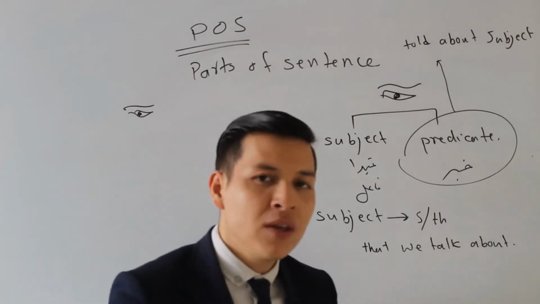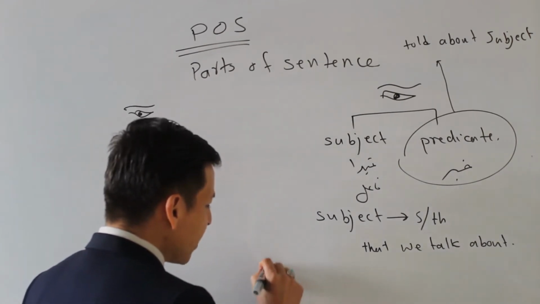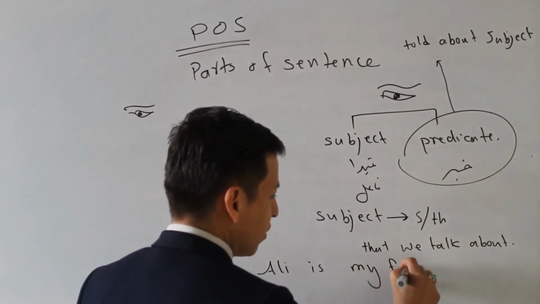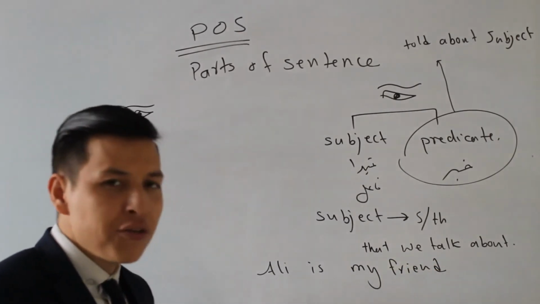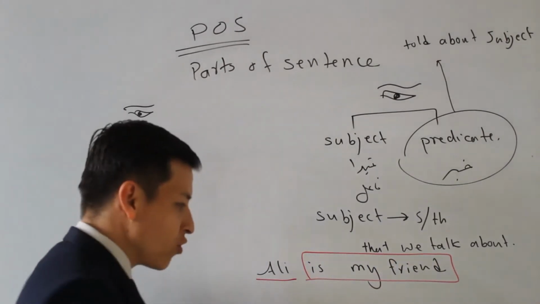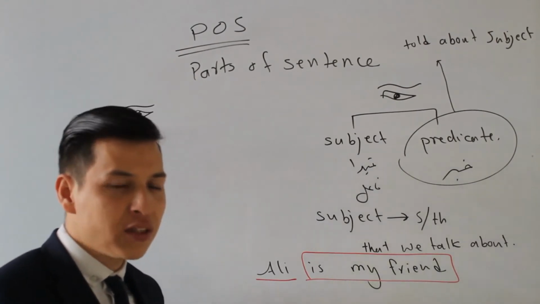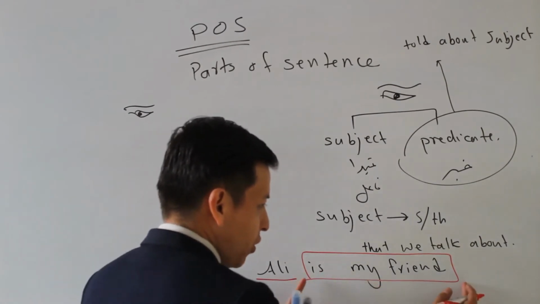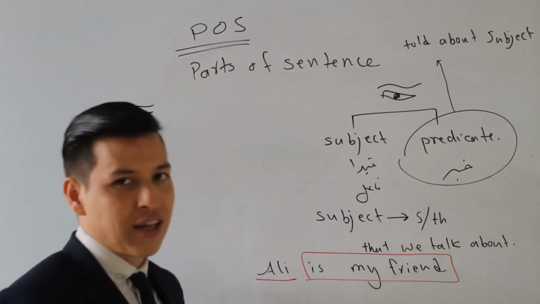Let's see an example. For example, we say that Ali is my friend. Ali is my friend. And here you see that we have a subject and we have predicate. So what is subject? Ali. We are talking about Ali. So Ali is what? The subject. And whatever we talk about Ali is the predicate. So from here up to here, it is the predicate. It talks about Ali. So this is the predicate and this is the subject.